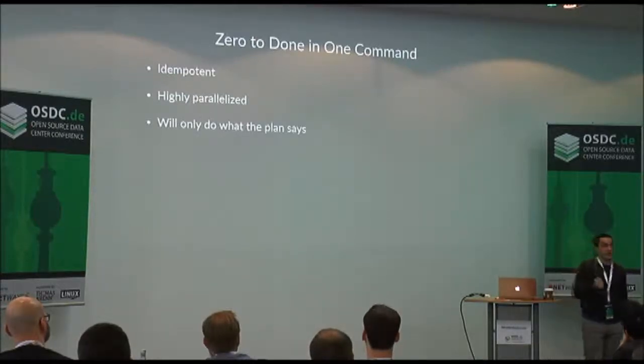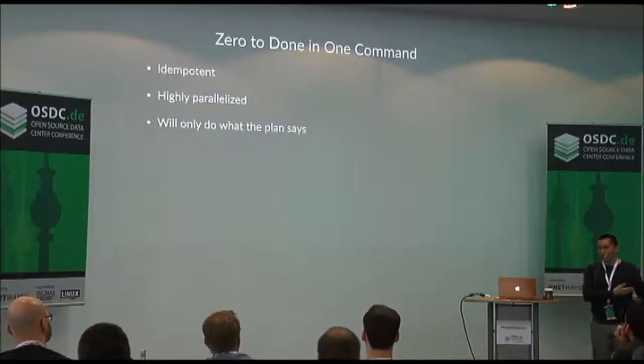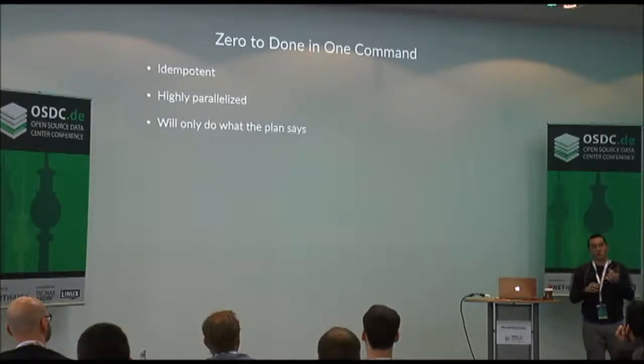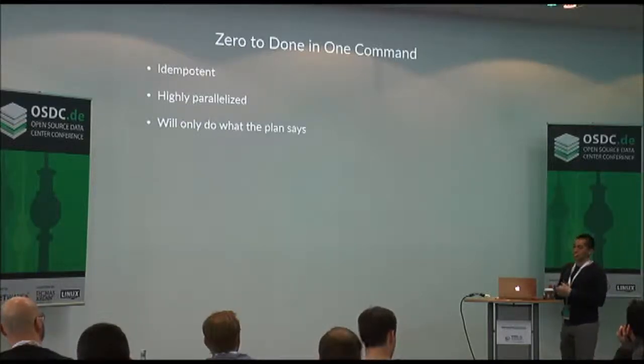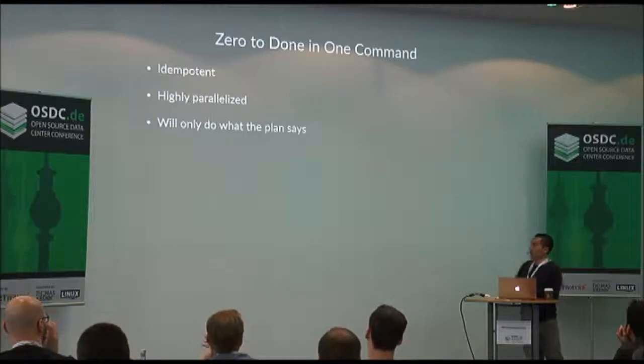It's highly parallelized. Again, a really important aspect for something like this. So a lot of config management systems are parallelized. Some aren't. They could get away with it because serially installing stuff onto a machine isn't that slow, but serially creating servers and bootstrapping them is really, really slow. And so it has to be as parallelized as possible, and Terraform does that. And it will only do what the plan says, which I'm going to talk about next.